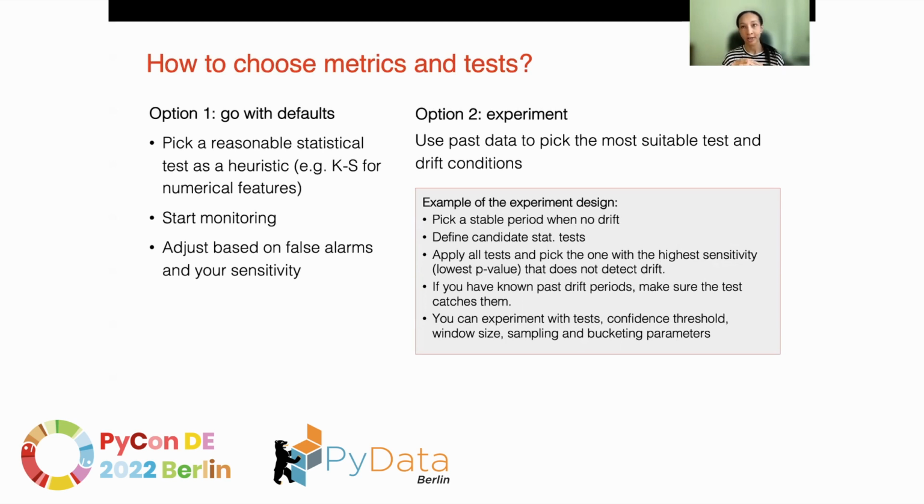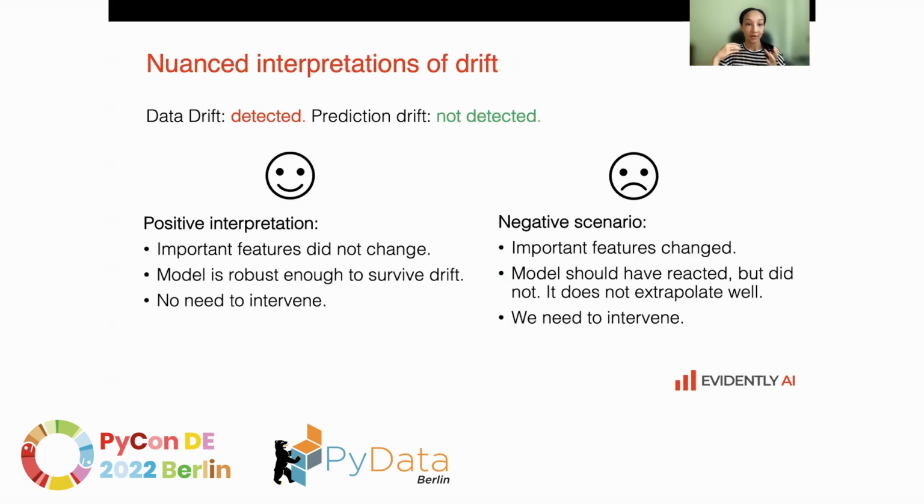Or you can create some synthetic data with the drift and see whether your test works or not. And then after you do some experiments, you can just reuse this architecture for your production data. So again, a bit more complicated, but you will specify and adapt your test to your specific model based on the historical data.